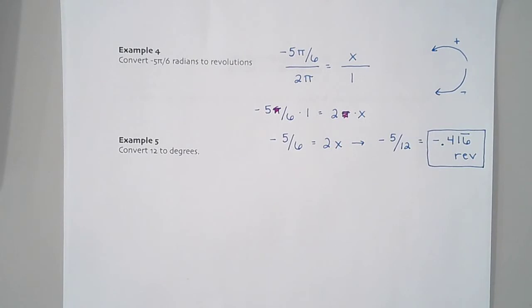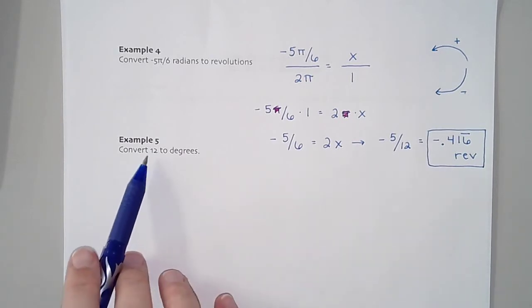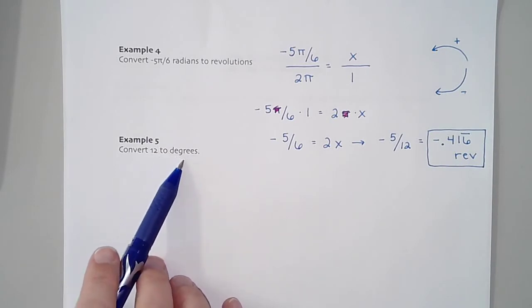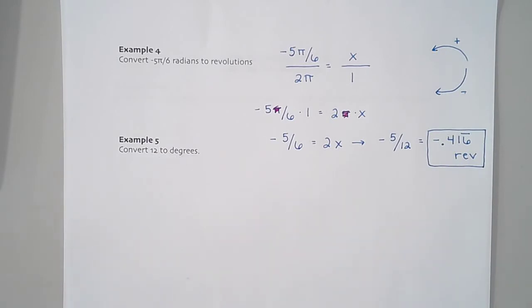All right, so look at example 5. And this question tends to throw people off, but you're going to want to really make sure you have this one written down because I do know it comes up on the homework assignment. It says convert 12 to degrees. And I think with everything you've done up until this point, a lot of you would look at that 12 and just assume it was already in degrees, that it was talking about 12 degrees.